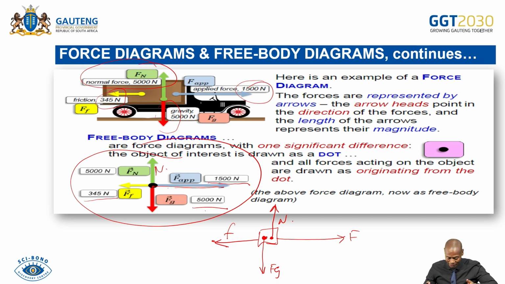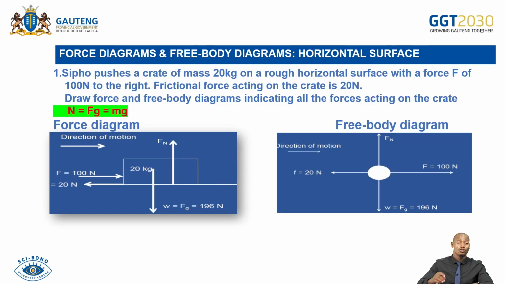So the difference is just that when it comes to a force diagram, you represent an object by a box there, but in a free body diagram, you represent an object by a dot. So that is an example of drawing free body diagrams and force diagrams. So more examples here, all right?